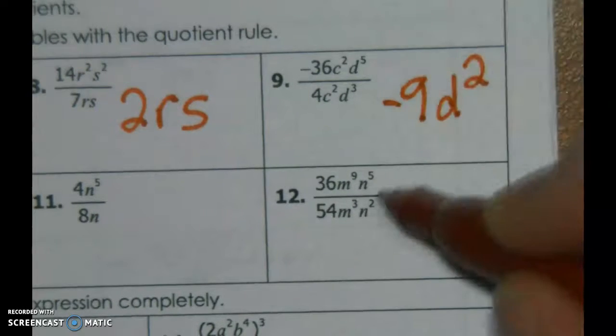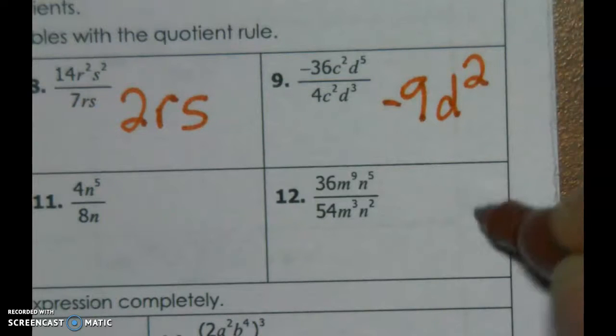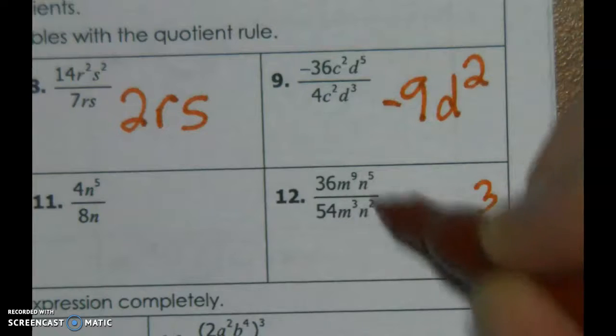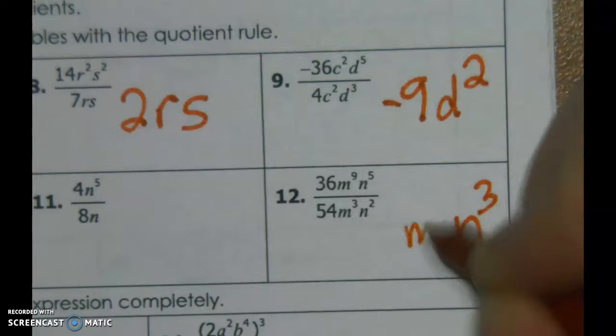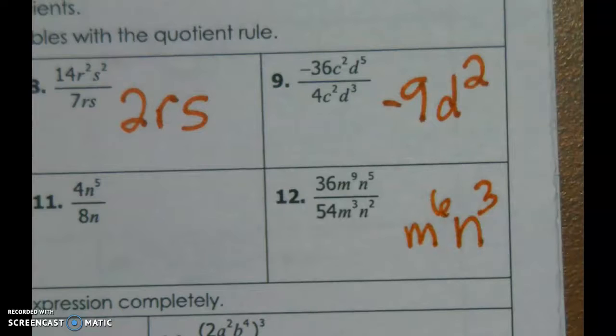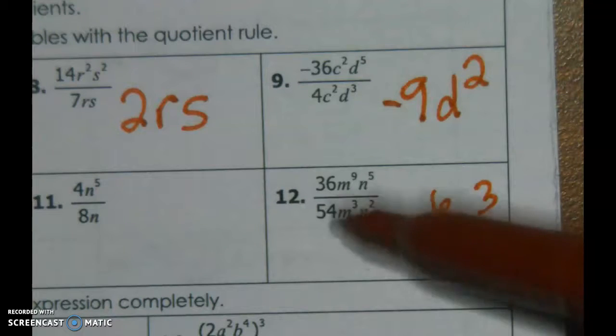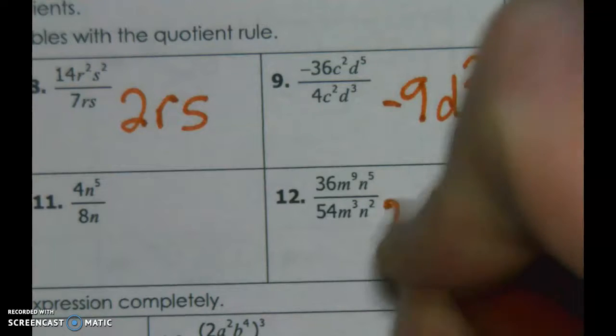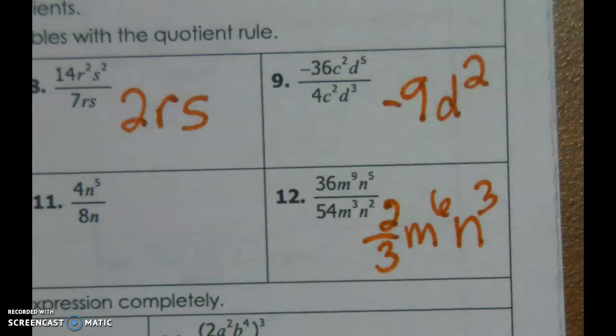So let's start with the easy parts. n to the 5th over n squared leaves us n to the 3rd. m to the 9th over m to the 3rd leaves us m to the 6th. And now, just simplify the fraction. You don't need to make it a decimal, but you could. But I'm just going to leave it as 2/3.